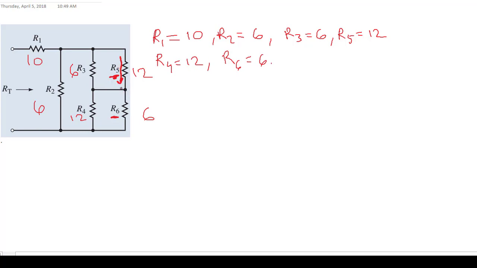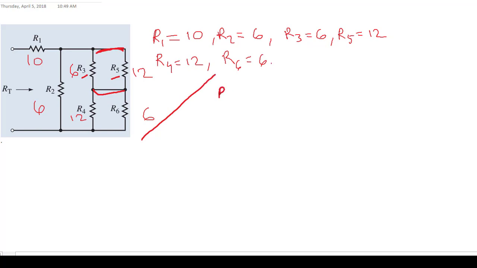Since those are not in series, you cannot treat them as in series. Rather, we start with the fact that these two points are the same points. So R5 and R3 are in parallel. R4 and R6 are in parallel. Their equivalents are in series with each other. So having said that, let's see what the solution is for this one.